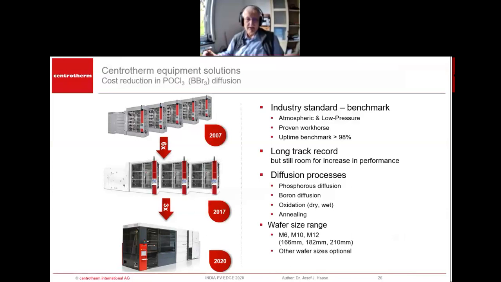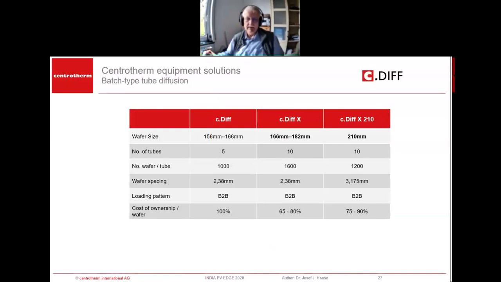Now we move to diffusion. Here you see, compared to a diffusion furnace from 2007, we have about an 18 times higher capacity on the machine. It's also the same machine, an industry standard now available for atmospheric and low pressure processes, proven workhorse, still benchmark for competitors. And the diffusion processes that are the standard is phosphorus, boron diffusion, oxidation, and annealing. And wafer size similar to the PECVD: M6, M10, and M12. Next, please.